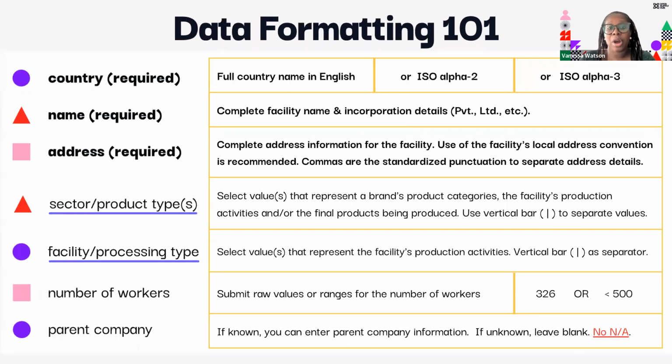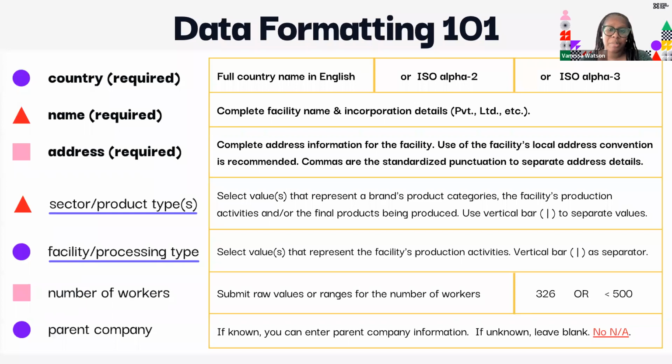All of those are acceptable formats for the country information. Name: we recommend the full facility name, including incorporation details, which can be abbreviated if you have PVT, LMT for limited. They will not affect the upload between the full name and the abbreviation.